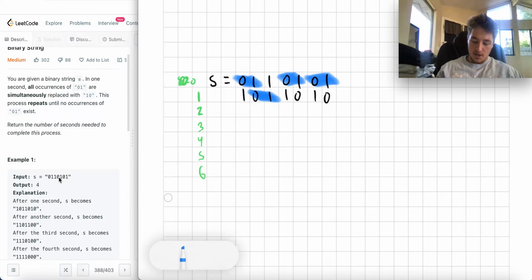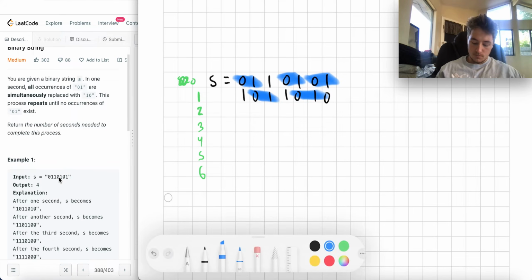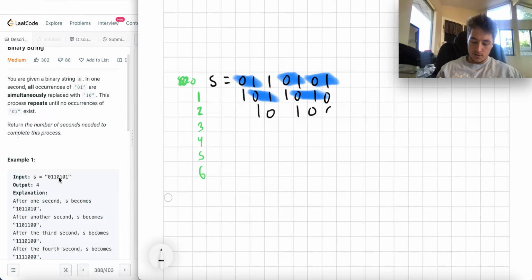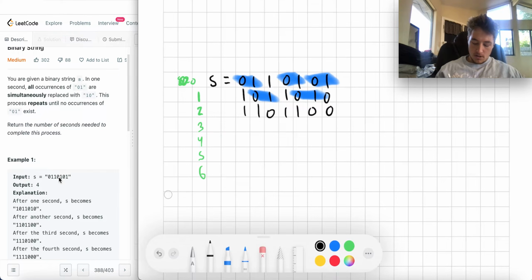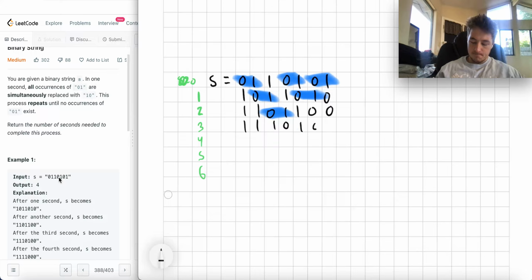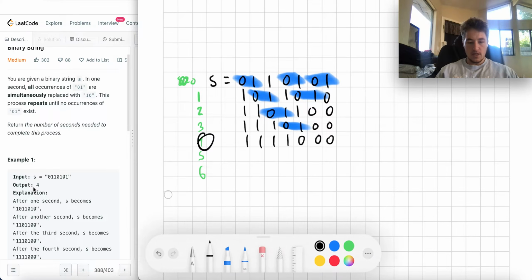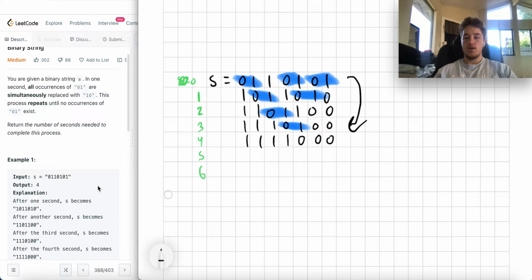And then we can play that game again. This becomes 1, 0, this becomes 1, 0, everything else stays the same. And then here we have 0, 1 here. We swap that. And then finally, there's one more case of 0, 1. So after 4 seconds, the system no longer has 0, 1s. And to no longer have 0, 1s basically means that it's sorted in this order, where all the 1s are on the left and all the 0s are on the right.